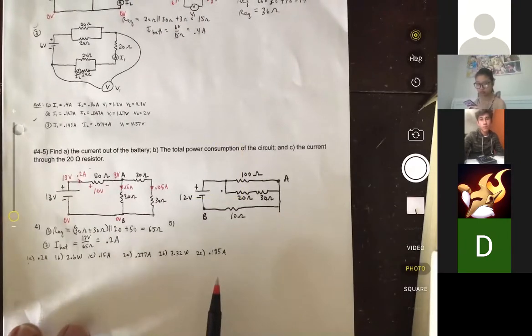Okay, so I'm asking for the current. No, I'm not asking. Well, I'm going to get the voltage drop from A to B. Okay, that's my goal on number 5.